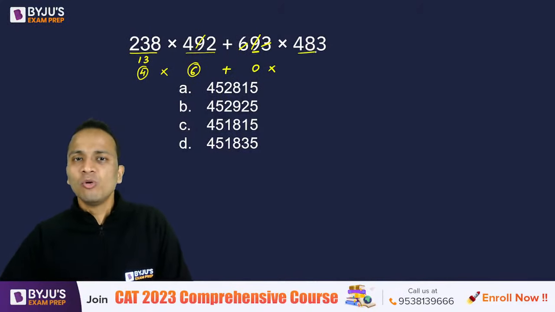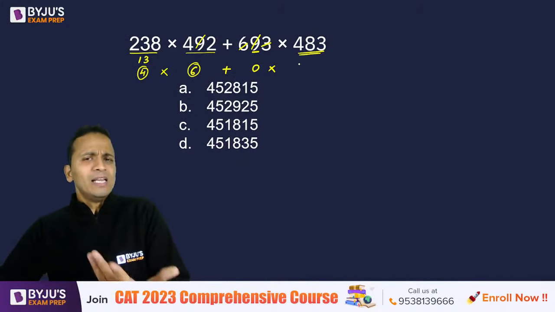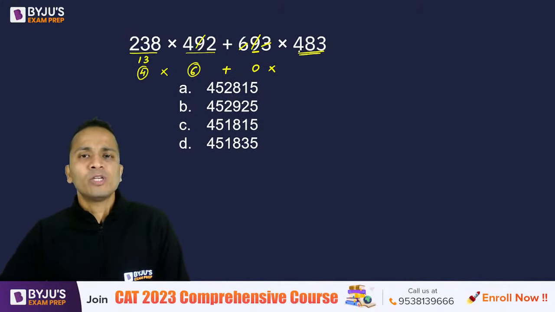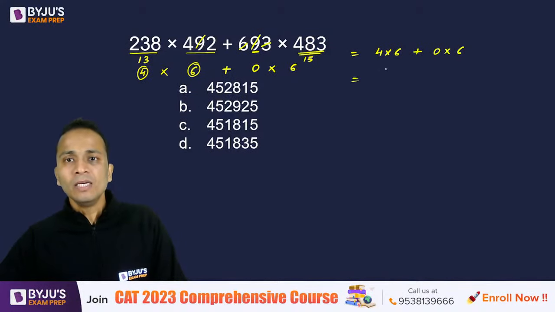Okay, so there is no need to calculate the digital sum of the last number. Still, if I calculate it, 8 plus 4 is 12, 12 plus 3 is 15, so 15, and then 1 plus 5 is 6. Okay, so the expression here is 4 multiplied by 6 plus 0 multiplied by 6. Now 6 into 4, the first part is 24 plus 0, and that is 24.